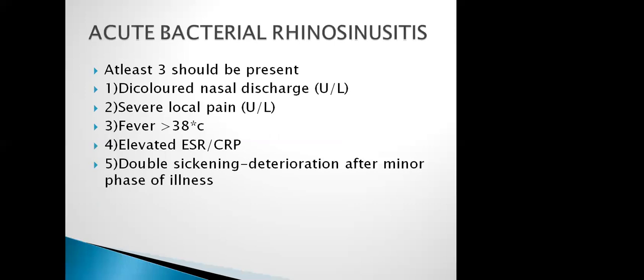For making a diagnosis of acute bacterial rhinosinusitis, of these 5, at least 3 should be present. The patient having a colored nasal discharge, severe local pain, the temperature more than 38 degrees Celsius, raised ESR or CRP, and the patient deteriorates after initial minor phase of illness, that is double sickening, then you have to suspect acute bacterial rhinosinusitis.